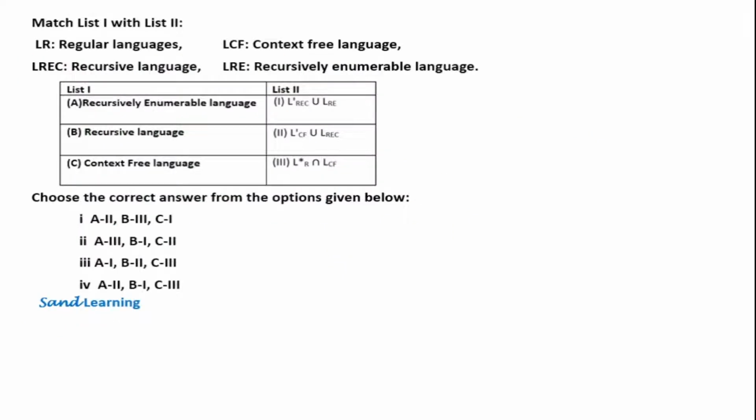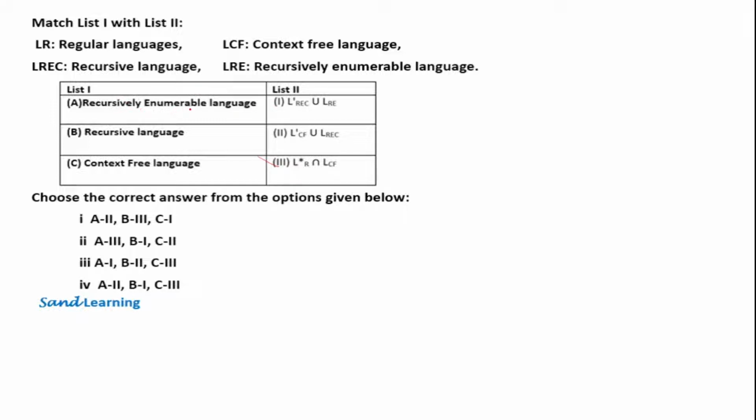The first question is: match List 1 with List 2. Here it is given a regular language LR, context free language LCF, recursive language LREC, and recursively enumerable language LRE. We have to match List 1 against List 2. The first option is recursively enumerable language. In the list it is given L dash recursive union recursively enumerable.